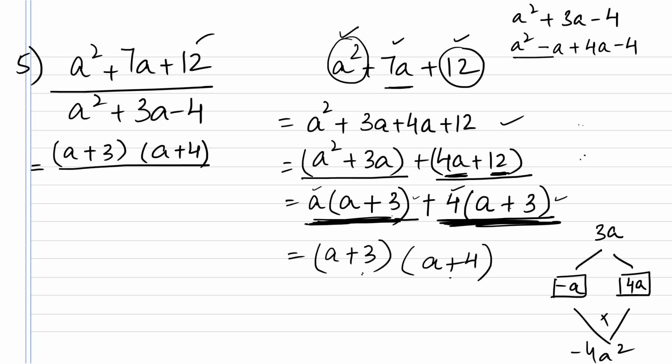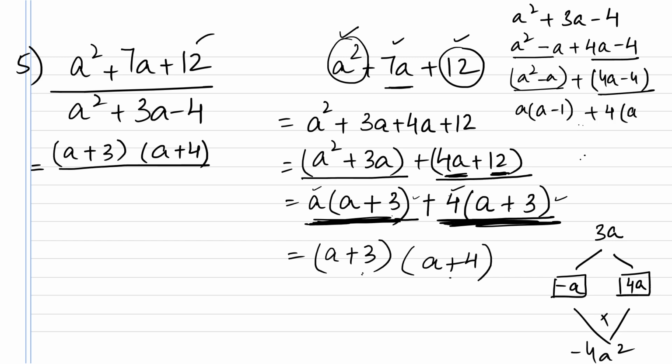Next step, I'll group the terms. So a square minus a is my first group, and 4a minus 4 is my second group. From the first group, I'll take out a common. So this is left. And from my second one, I will take out 4 common. So this is left. Are these two brackets the same? Same. It means we are in the right direction.